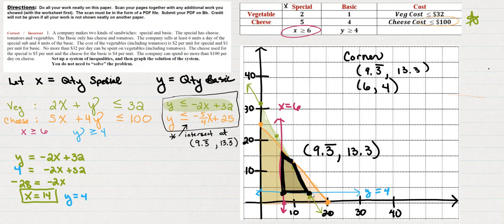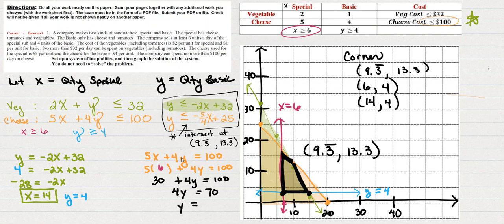if we want to find the intersection of the green and blue, then we could say that when y equals negative 2x plus 32 and y equals 4, that gives us 4 equal to negative 2x plus 32. Solving for x, we get x equals 14. And when x equals 14, y equals 4. Well, y is always 4, right? So we could write that corner. X equals 14 and y equals 4.